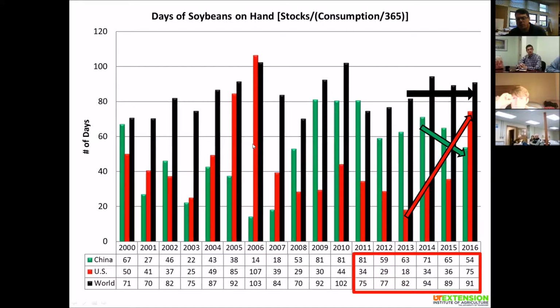You look at days on hand, this one gets a little bit more confusing. Again, the black lines are global, and we've kind of moved sideways. What we've seen is a decrease in Chinese soybean inventory on hand, which is positive for prices, but a dramatic increase in U.S. days on hand. Now, I suspect that this number will probably come down a little bit due to stronger export demand and domestic crush than what was initially reported by the USDA, but we have seen an offsetting direction from China versus the U.S., which indicates that prices are moving sideways.